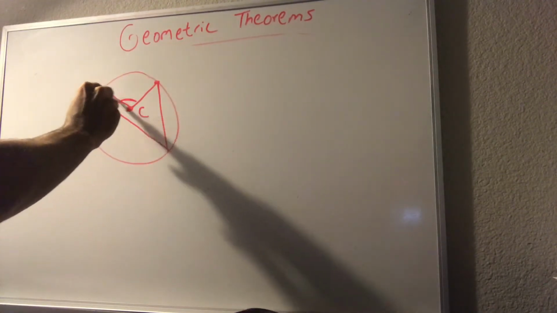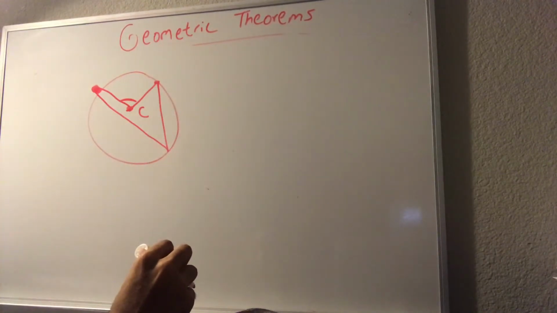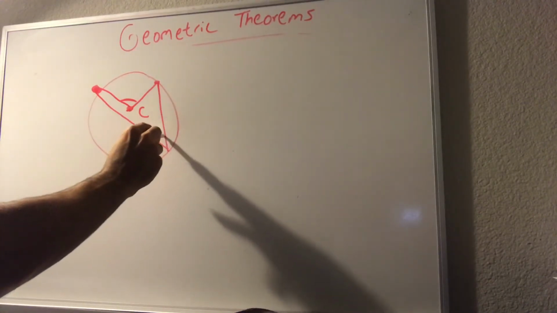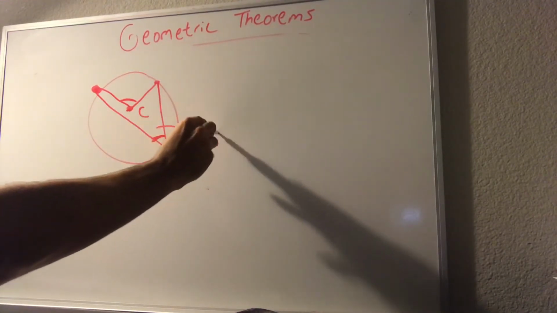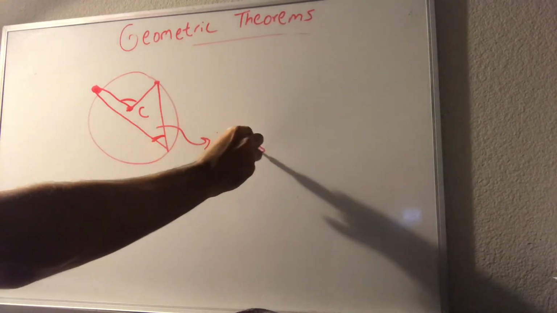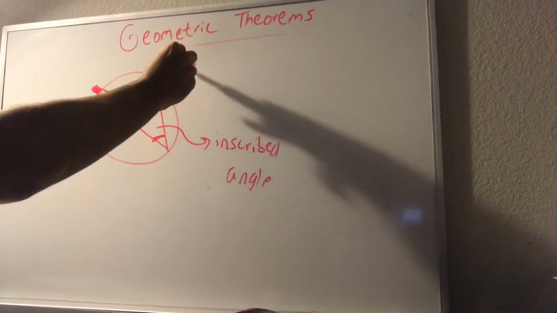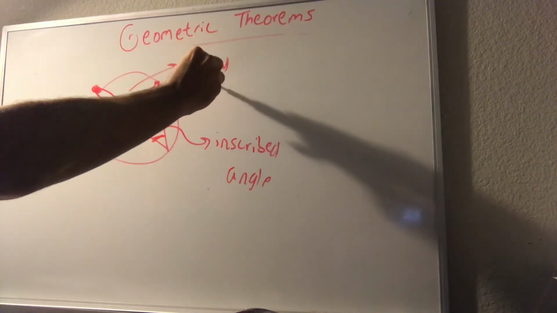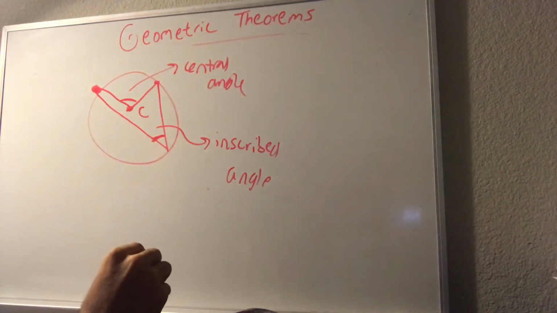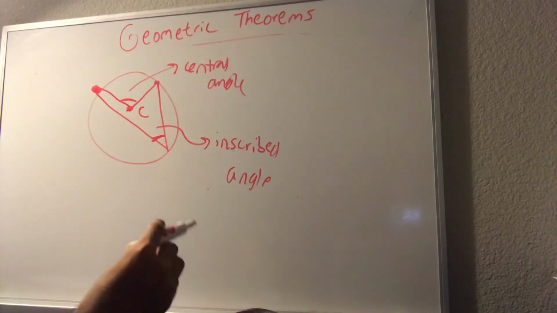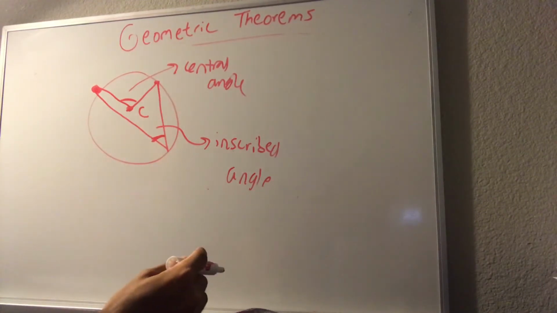So the theorem states that the central angle is twice the measure of the inscribed angle. This is your inscribed angle, and this is your central angle. So your central angle is 2 times your inscribed angle.